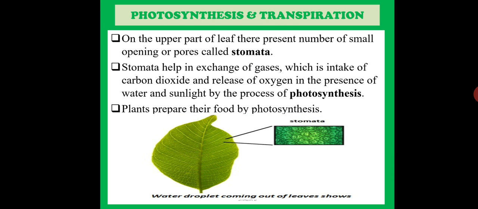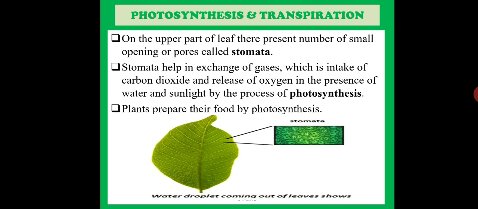These are holes, as I mentioned, tiny pores, and through these pores gaseous exchange happens. I already mentioned, during photosynthesis carbon dioxide is taken in and oxygen is released. All this exchange of gases takes place through the stomata. Carbon dioxide is entering through the stomata and oxygen is also leaving through the stomata. That is one purpose of stomata. We haven't discussed yet transpiration.